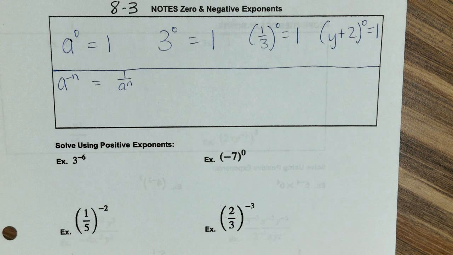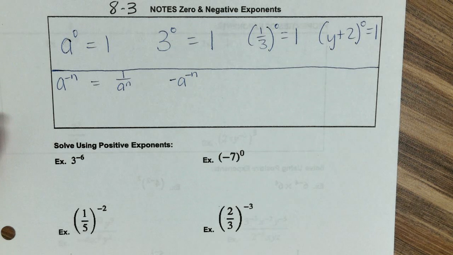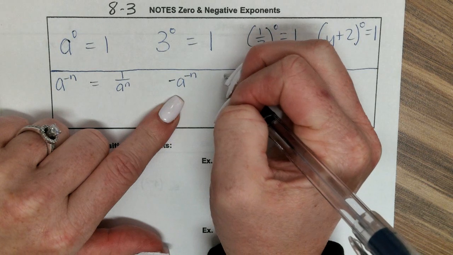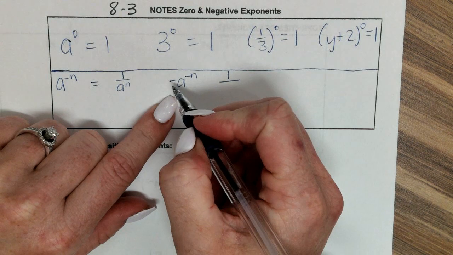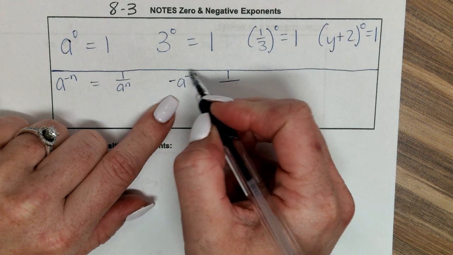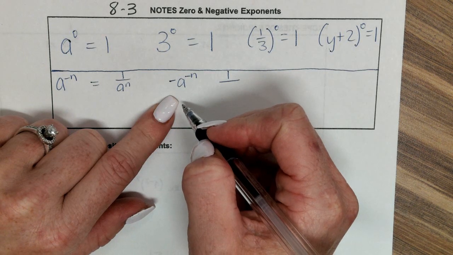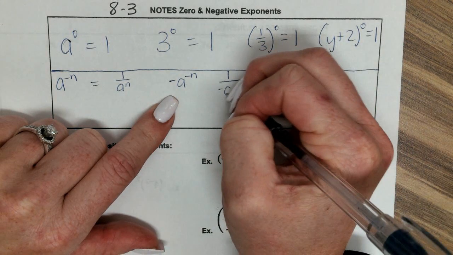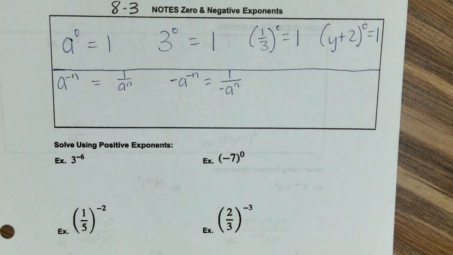Are y'all good? Now if it looks like this, negative a to the negative n, then what's going to move to the bottom? This whole thing goes to the bottom. Am I going to take away both of the negatives? Only the exponent's negatives. So negative a to the n power. The negative number does not change. Do y'all understand that? That's the biggest confusion.